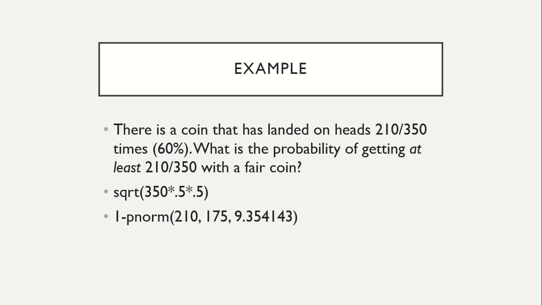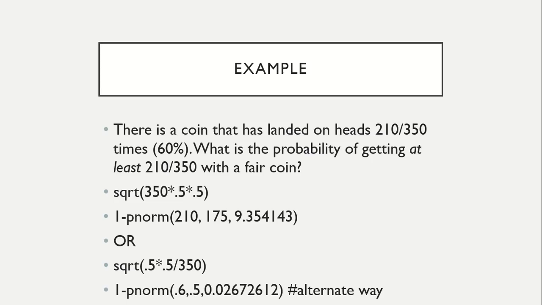We couldn't find the standard deviation this way if we were using 0.6 for the value we're looking at and 0.5 for the mean. But if we find the standard deviation with square root of p times q divided by n, you can use 0.6, 0.5, and then the standard deviation that way. Both of these will give you the same answer.